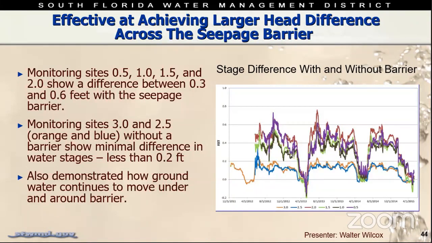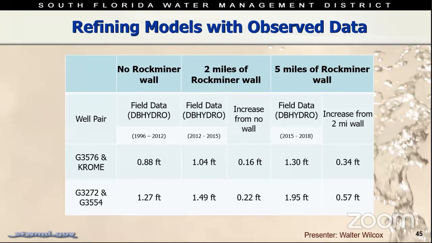So if you move on to the next slide, just to show similar data in another way, if we look at that delta between a gauge in the natural system portion of the system and a gauge in the managed portion of the system, as a well pair, upstream and downstream of the wall, what we see is that before the wall was constructed, there is already a gradient from the natural to the developed system. That's what's shown in the first column with the stages, in the vicinity of a foot plus or minus, in the data collected from 1996 through 2012.